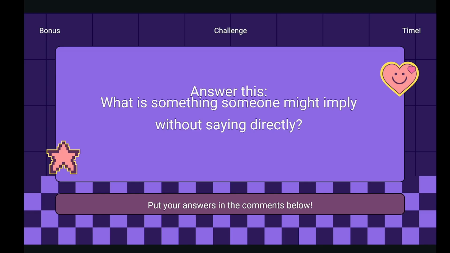Okay, everyone, good work today on the words imply and infer. Hopefully they're less confusing after this little lesson.